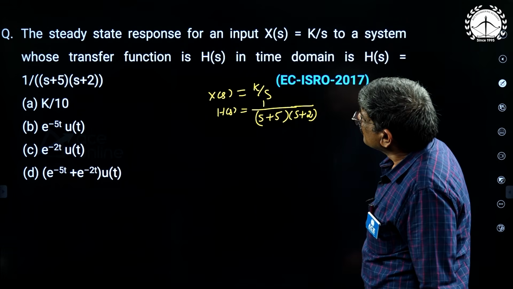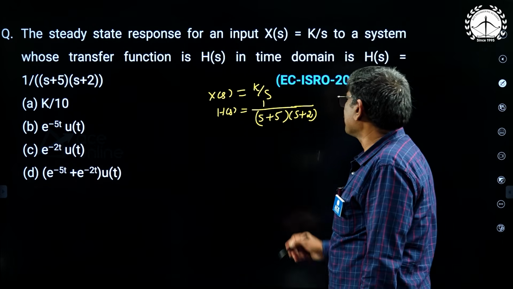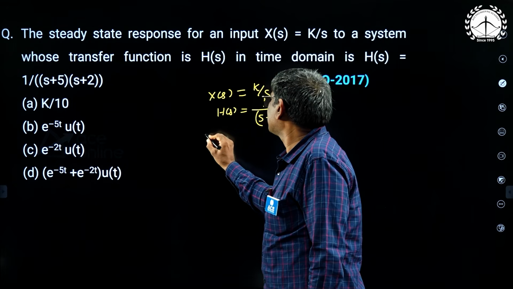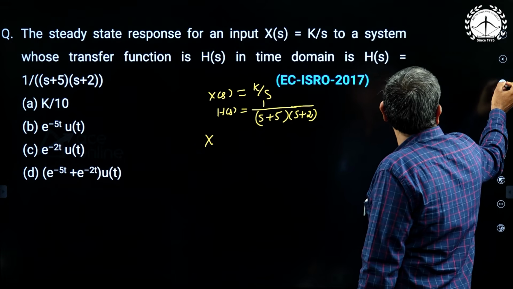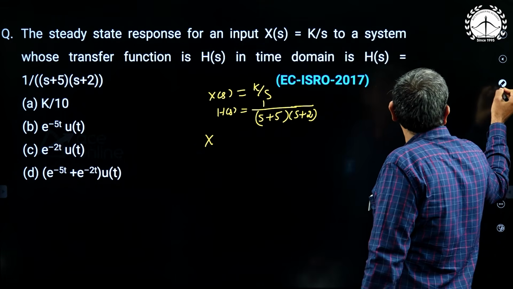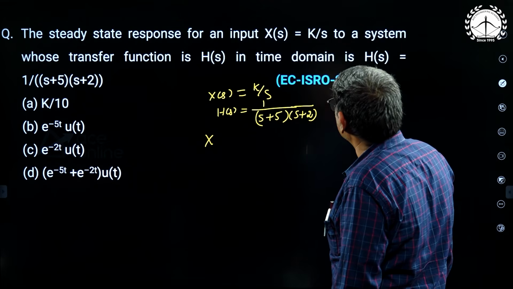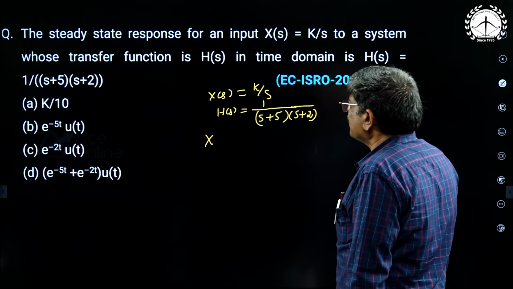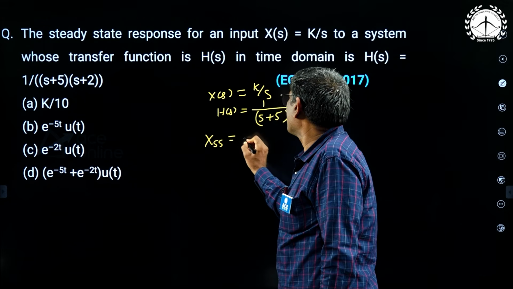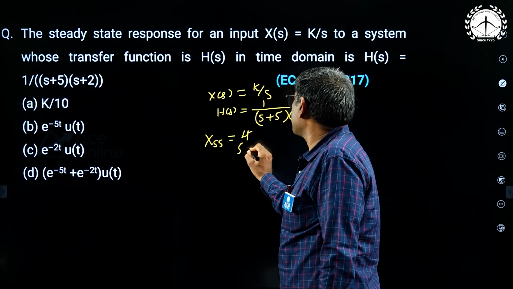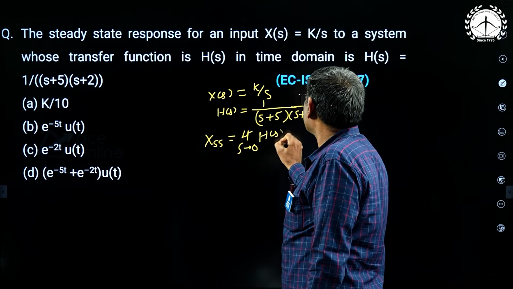So then what do you want? Steady state response they want. What does steady state response mean? HSS, steady state response. The steady state response they are asking for the transfer function they are giving. So steady state means at infinity. That means XSS equal to limit S tends to 0 of S into the output. We will write H of S.